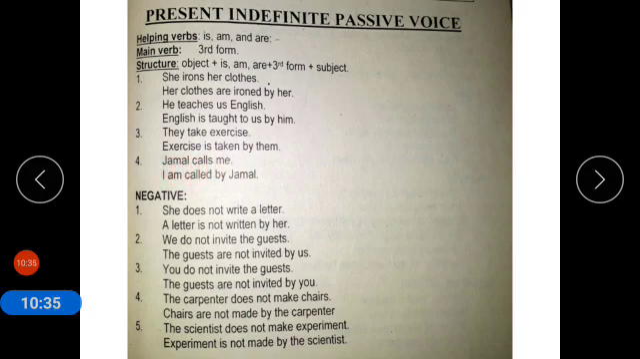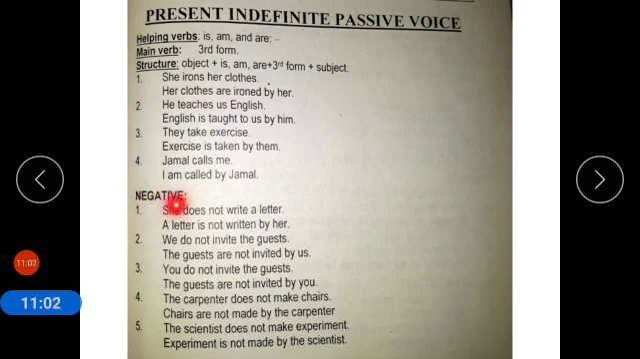Jamal calls me. Me will change into I. I, then we will use the helping verb am. I am called, third form, then use of by and then use of object. I am called by Jamal. So this is the procedure to change active voice into passive voice.